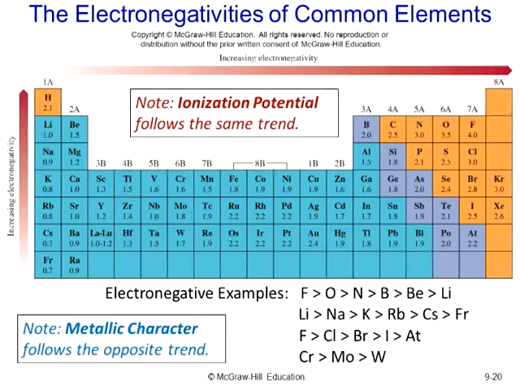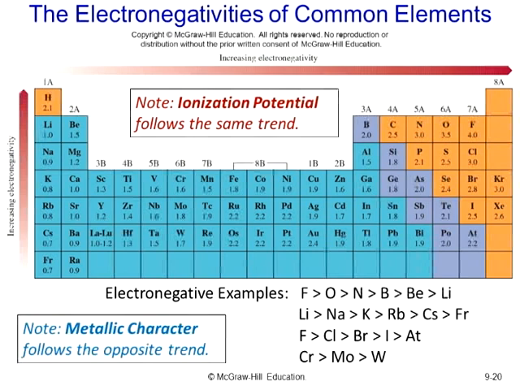We show you some examples here just to reinforce it. Fluorine is greater than oxygen, greater than nitrogen, greater than boron, greater than beryllium, greater than lithium. And then we show you these other examples here. When we look at group 1, lithium is more electronegative than sodium, etc. Okay? Then we show you group 17, and then what happens along the transition metals.